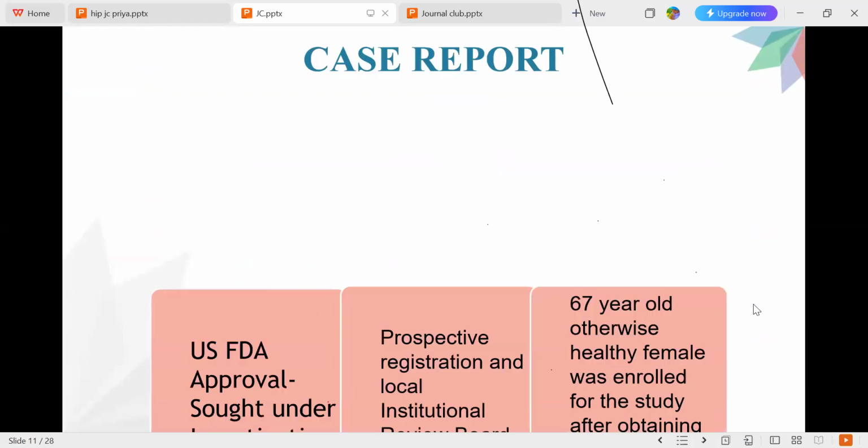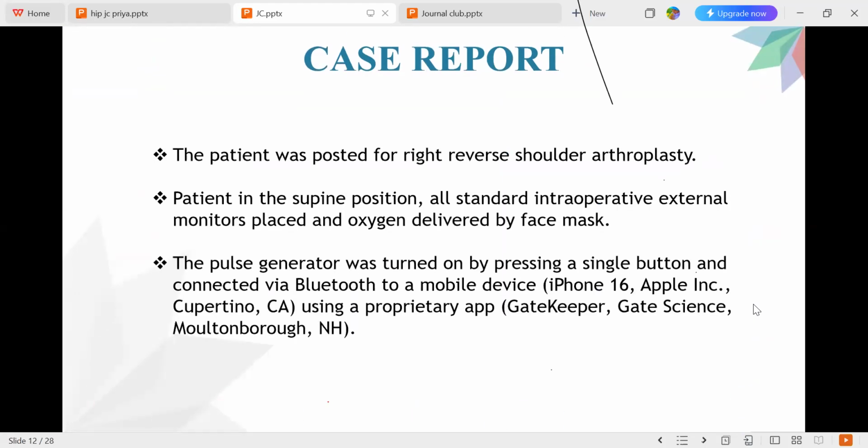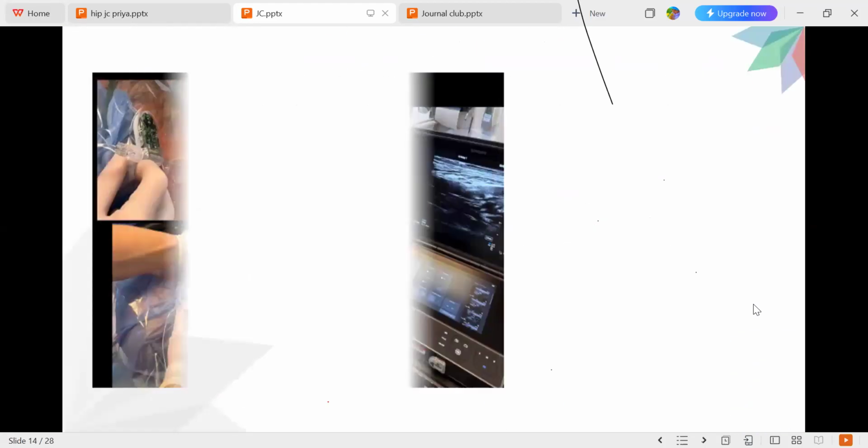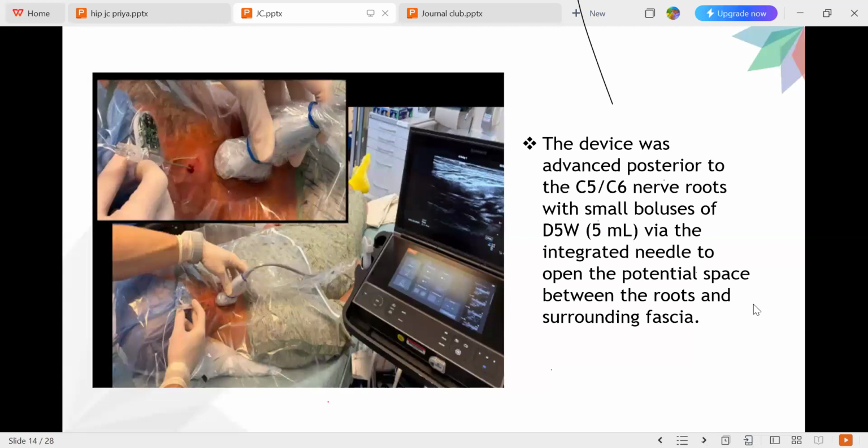See the technique, that technique I have not used. Okay, sir. So in a short neck, I don't know how you can place this way. Maybe they've done it inline with the nerve, inline with the nerve. Yes. And they have not mentioned how close they were when they actually stimulated the nerve.